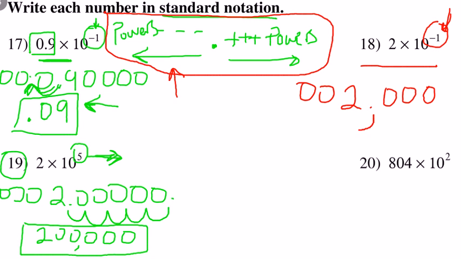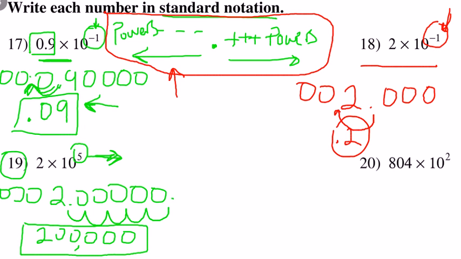So my decimal point's here. It's just going to go right over here. So my number goes from being 2 to now it is 0.2. All good. We don't have to do any more work than that. Okay? That was easy enough. Let's take a look at number 20.